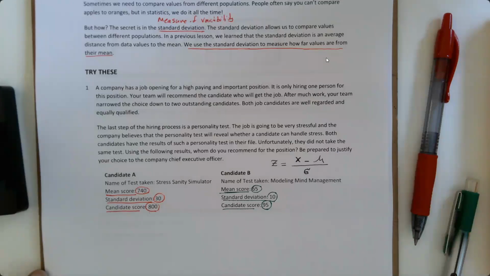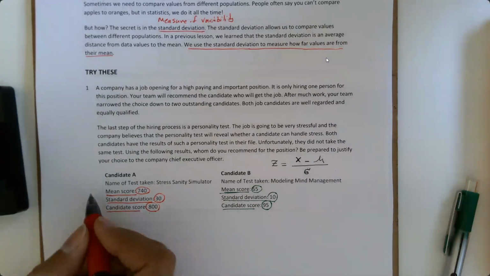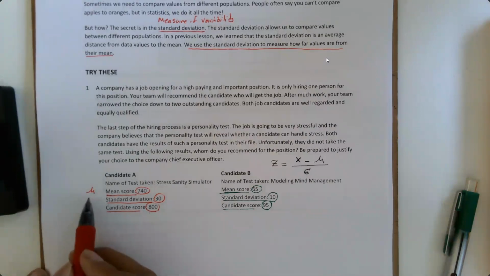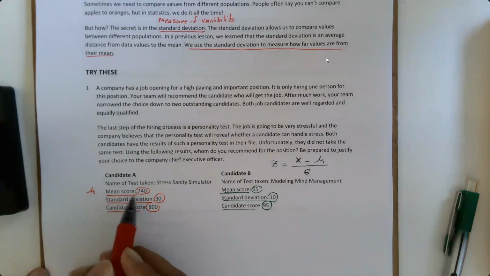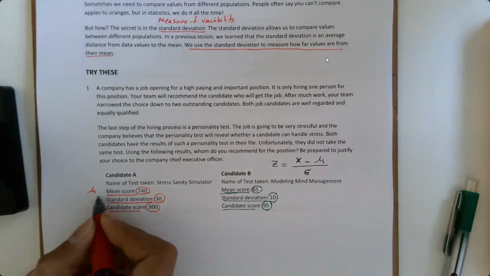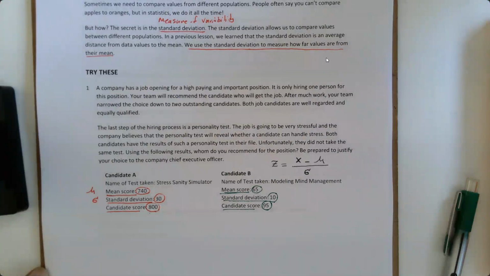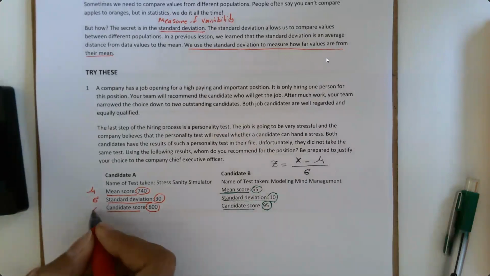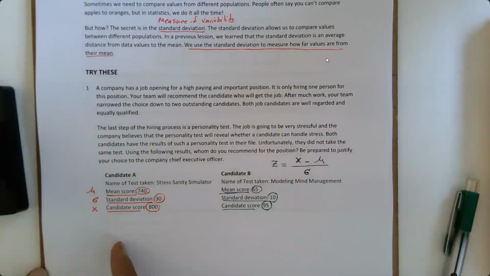So take a look at this. This is your mean of population. Remember that this is mu, the sound of a cat, mu, the mean of the population. Standard deviation of your population is denoted by sigma. And this candidate score is X value. Let us find Z-score for this candidate.